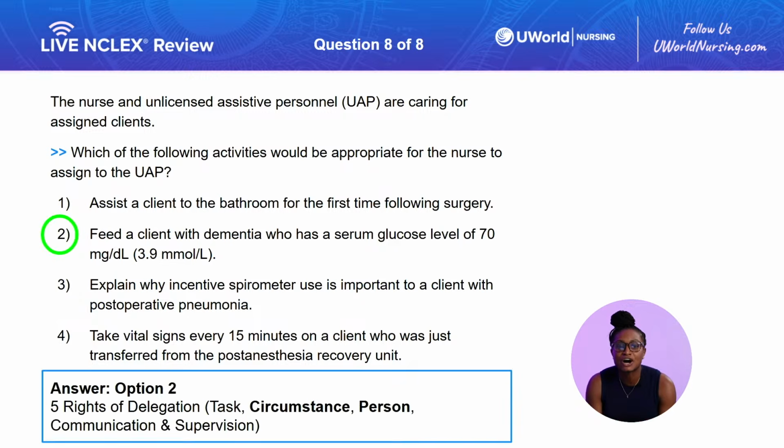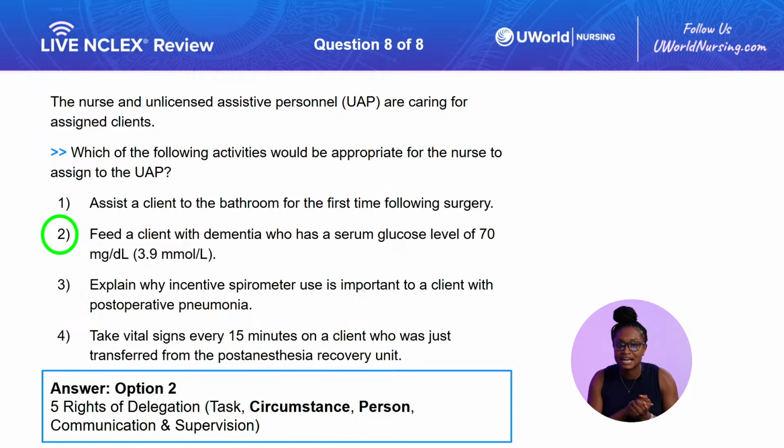Correct answer is option 2, feed a client with dementia who has a serum glucose level of 70. The UAP does activities of daily living on stable clients. So this client is the most stable, one that doesn't require any further assessments or initial assessments after coming back from a different unit or surgery. While that 70 looks like it could be concerning, feeding them will probably bring that blood sugar back up. So we're totally okay for them to feed the client.